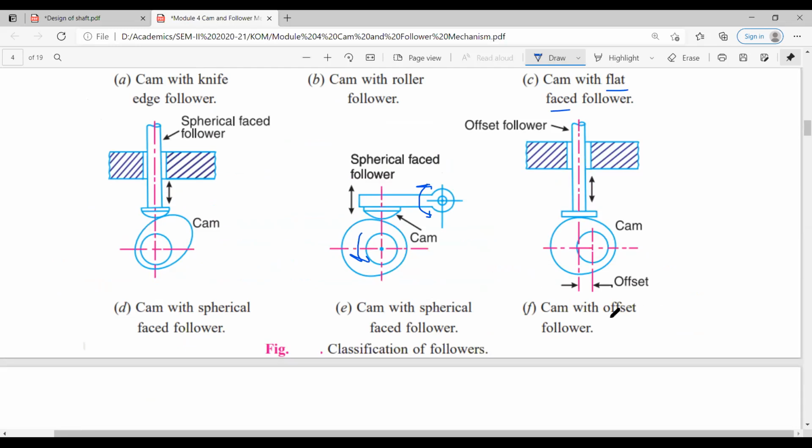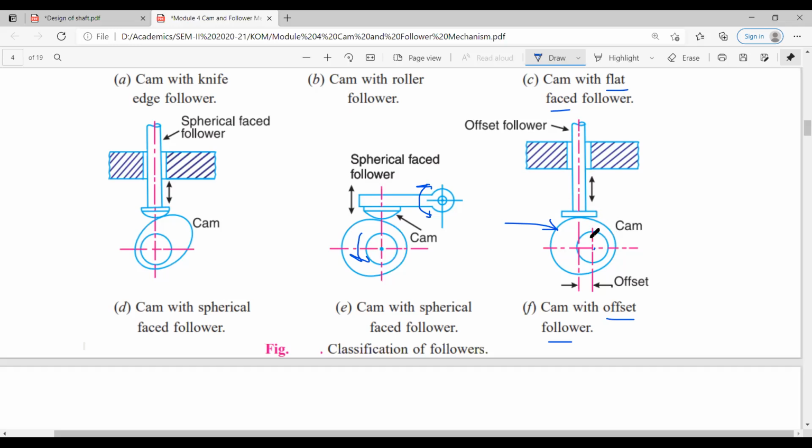And the second one is the offset follower. In an offset follower, you can see the center of the cam is here. The center of the cam is nothing but the center of the shaft. So this is the cam surface, which is called the cam profile. Cam surface is known as cam profile, and this round one is the shaft on which it is mounted.